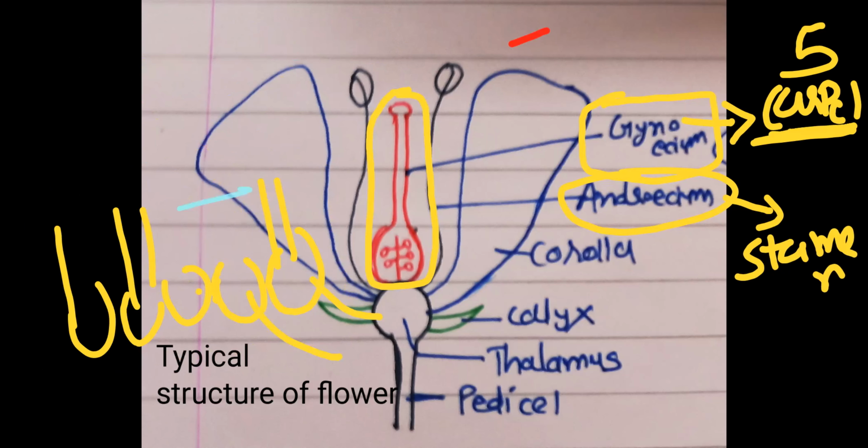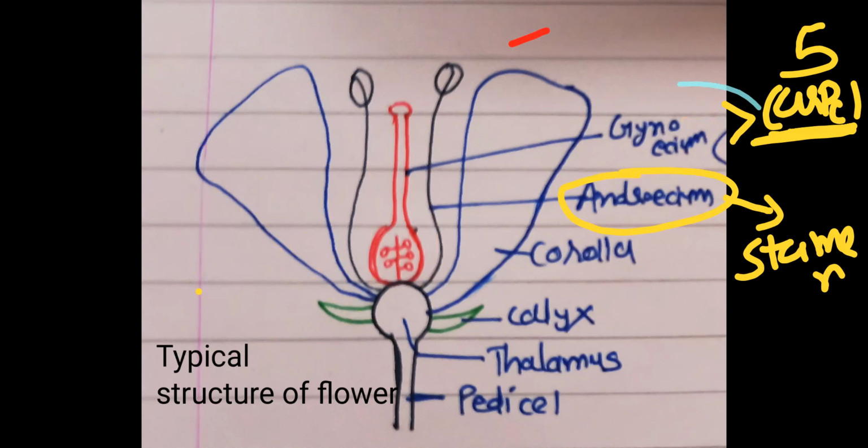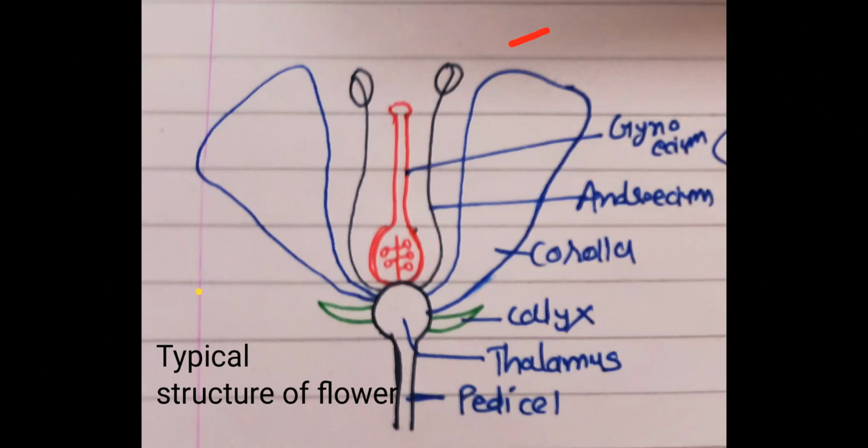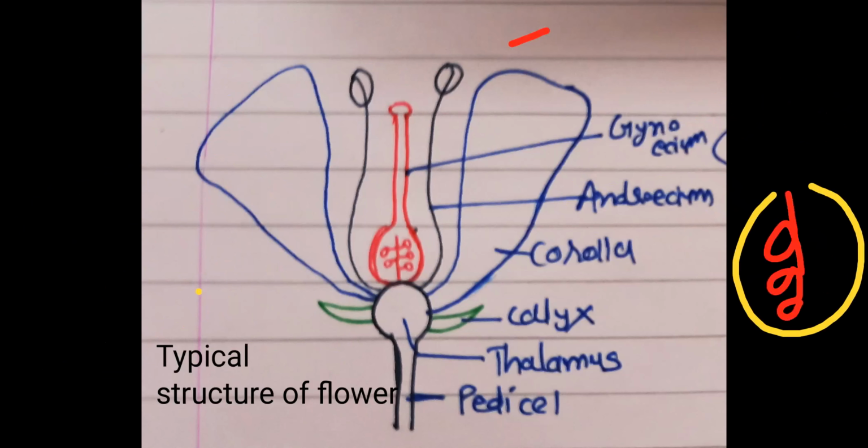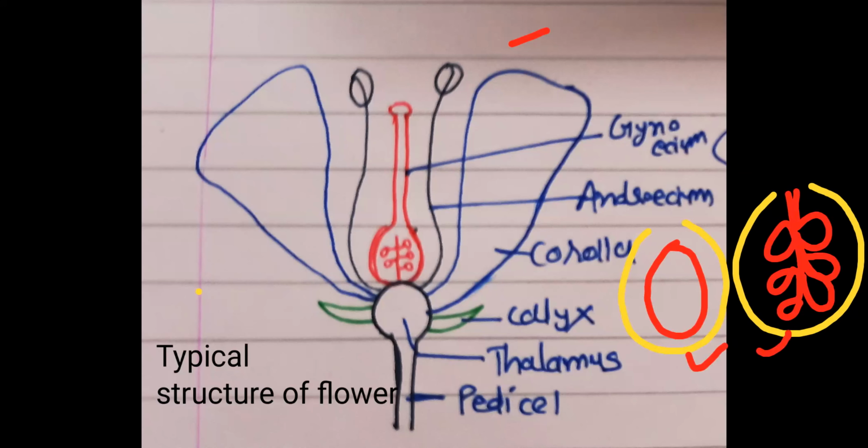Now next, inside the ovary, ovules are present. This is the ovary, and inside it, the ovules are present. In some ovaries, only a single ovule is present. In some ovaries, many ovules are present, more ovules are present.